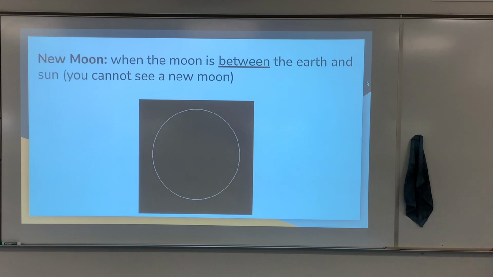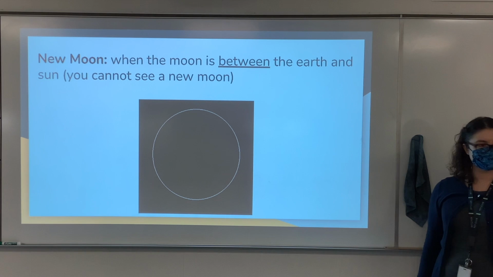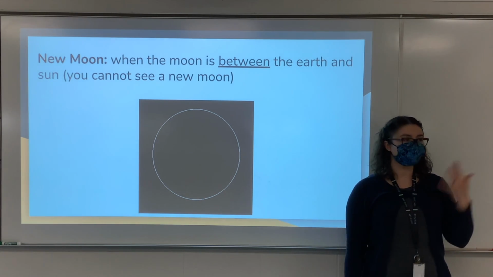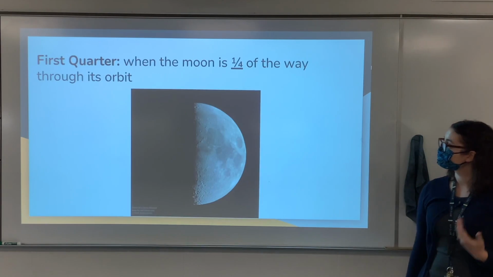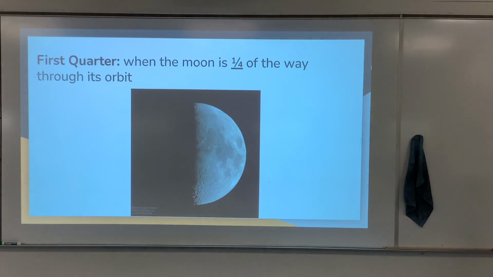Of course, the new moon is when the moon is between Earth and the sun and we cannot see it at all because only the shaded part, half of the moon, is facing the Earth. The first quarter moon is when the moon has made 1/4 of its way through its orbit, and it is the right half of the moon that is illuminated. So first quarter, right half.